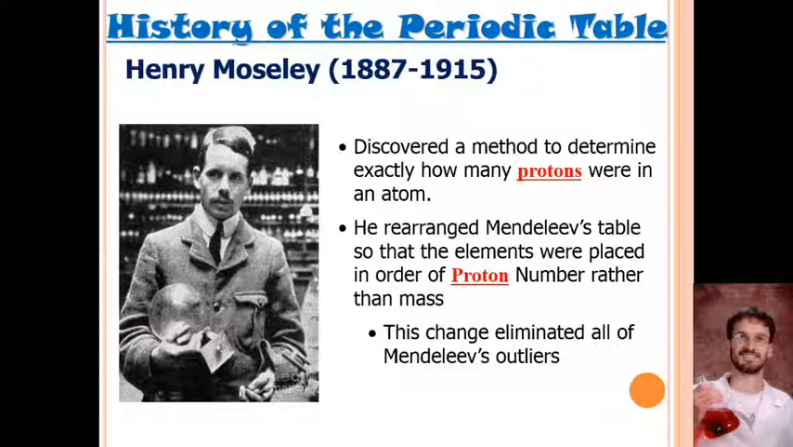But he was able to deduce the number of protons in the atoms of those elements that we know of, and he rearranged the table so that instead of being in order of mass, now they're in order of proton number. That's what we call the atomic number today. And this eliminated all of those outliers that Mendeleev didn't quite match up with the right columns that he would want them to go in by putting them in order of mass. If you rearrange them by proton number, by atomic number, it worked out great. He was brilliant, but if you notice, he didn't live very long.